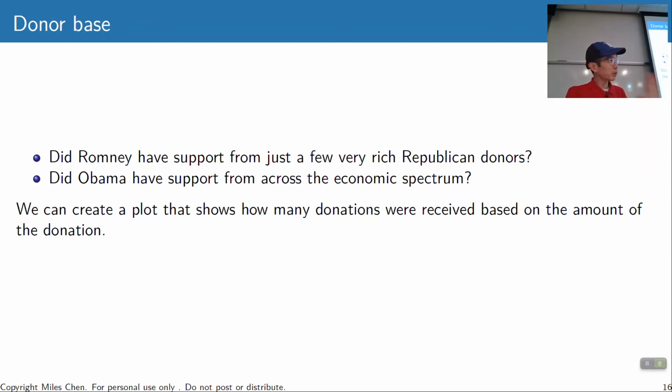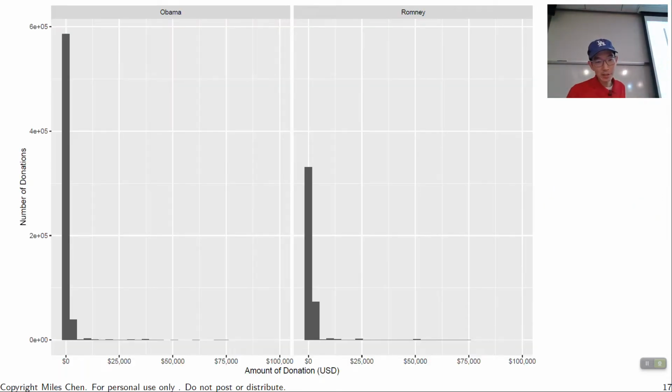Histogram, traditionally on the horizontal axis, you would have the amount of the donation, starting at 0, going up to, I think the max individual, I guess up to 100,000. And then vertically, you would have how many people fit within that bin, okay? And this is our histogram.